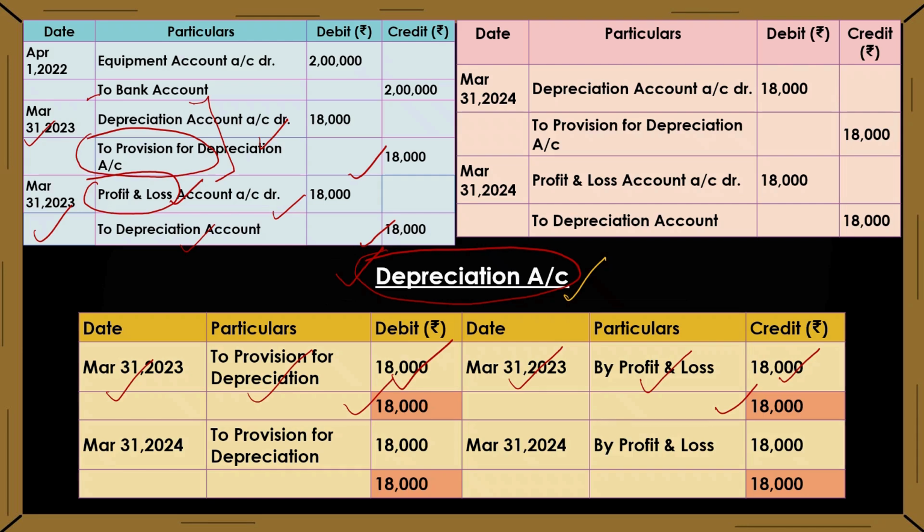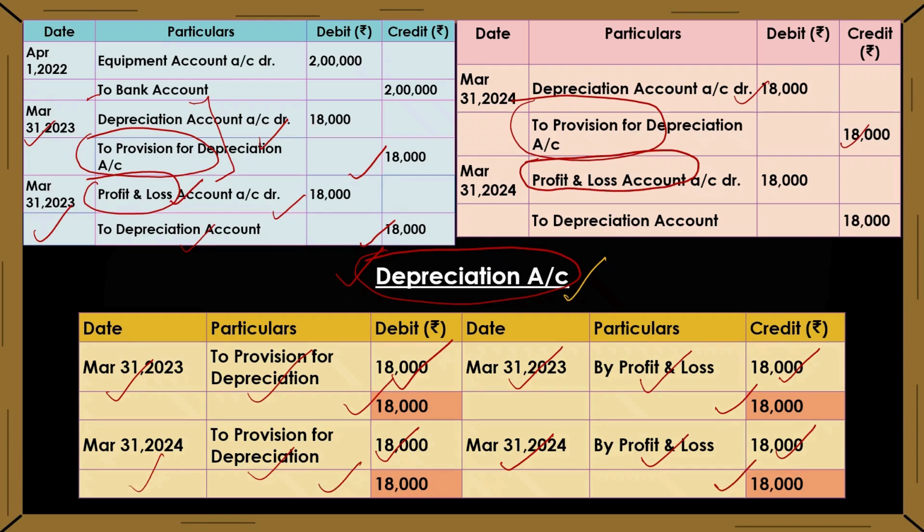Okay, coming to the second year. Same, here depreciation account 18,000, 18,000. Provision for depreciation account is credited. On March 31, 2024, in the ledger of depreciation, it will be debited to provision for depreciation 18,000. Again, on the same date, we have passed a journal entry to transfer it to the P&L account. Here, P&L account is debited. So, in the ledger of depreciation account, it will be credited March 31, 2024 by P&L account 18,000. Both the debit side and the credit side totals are the same. So, the account is tallied. There is no balance, nil balance.